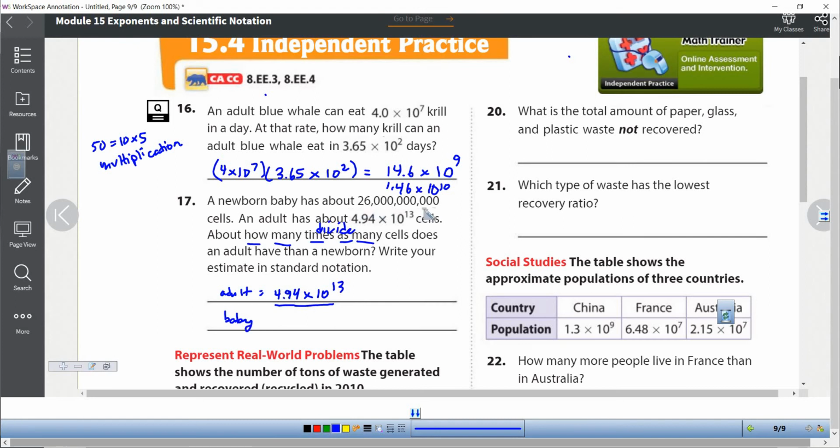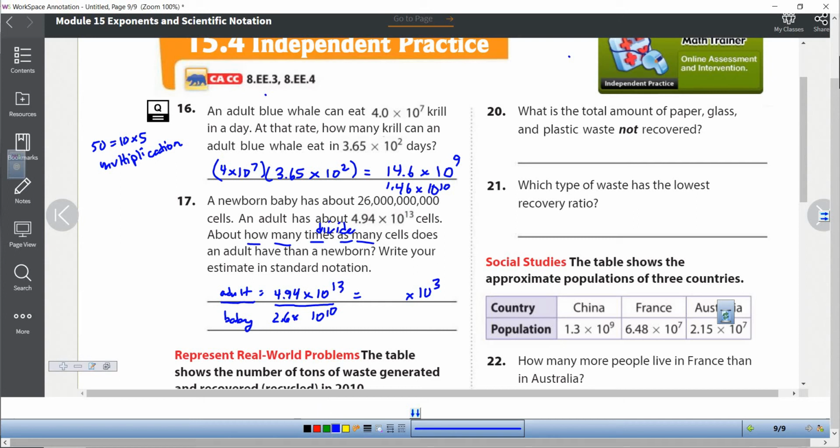And again, I'm going to change this to scientific notation. 3, 6, 9, 10. 2.6 times 10 to the 10. And again, it is so nice. Multiplication and division is much easier than addition and subtraction, because what operation do I do in division? I subtract, all right? And so that gives me 10 to the third.